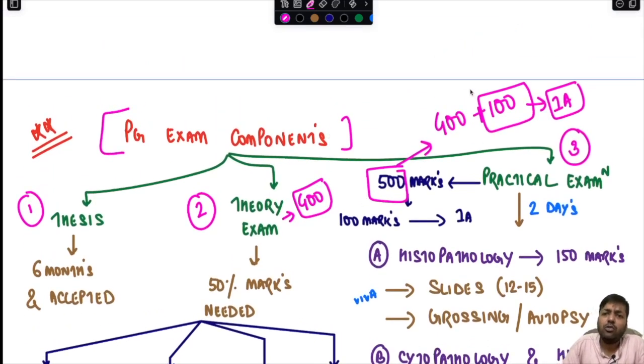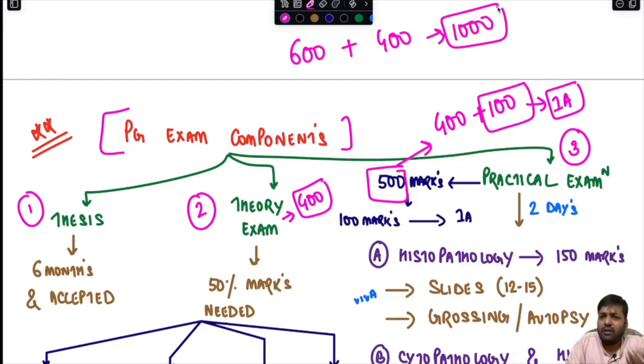Now in some institutes, it might vary also. So this is just a recommendation from the NMC. So it might vary from institute to institute. So it is not a hard and fast rule. For example, in my college, there used to be 600 marks of practical plus 400 marks of theory. Total, there used to be 1000 marks.